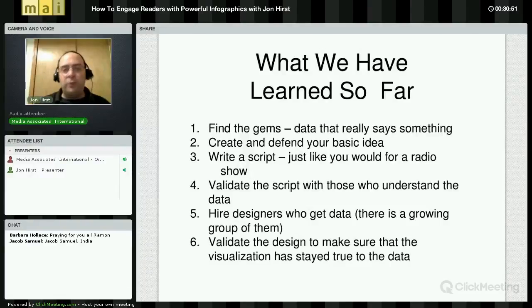We are always looking for infographic designers, and once we find them, we work with them and cultivate those relationships so that we can continually develop their skills and abilities.